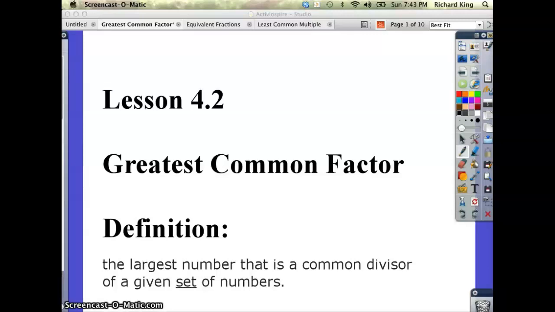This is lesson 4.2, greatest common factor. We'll start with the definition. The definition of greatest common factor is the largest number that is a common divisor of a given set of numbers. In other words, it's the largest number that will divide into a set of numbers.